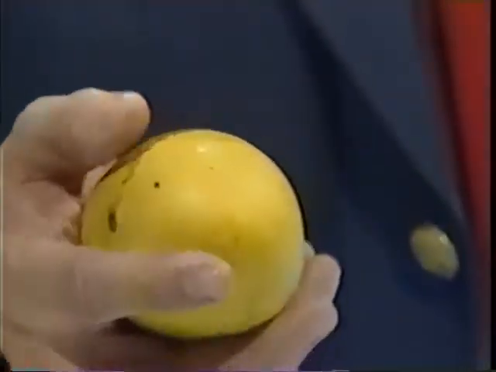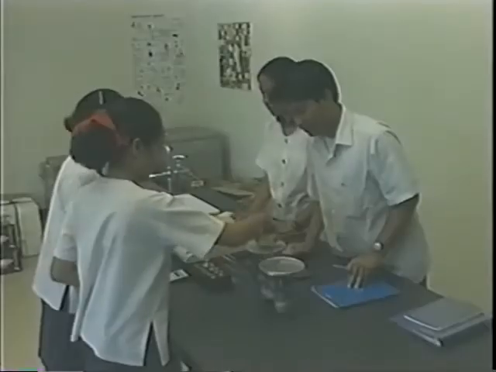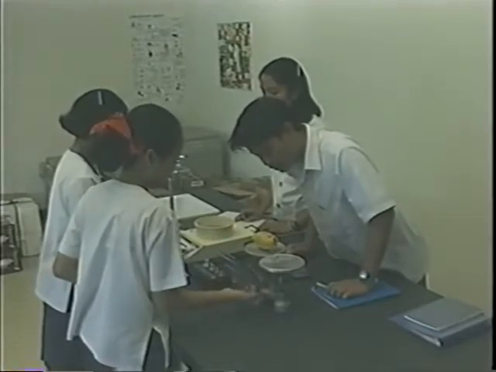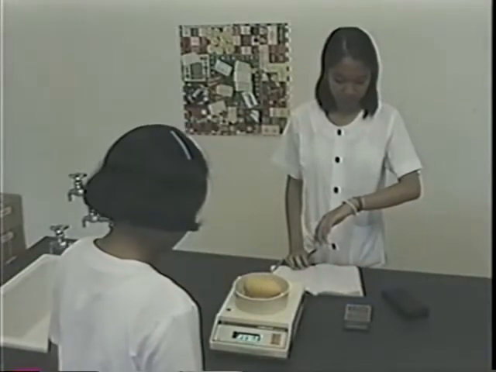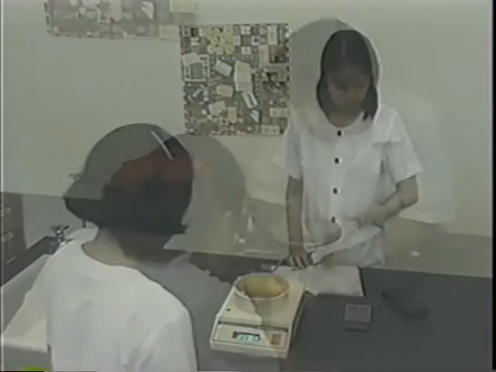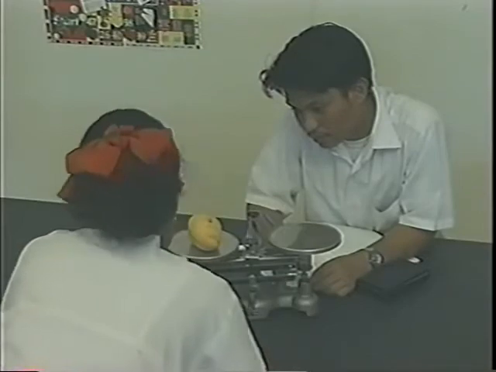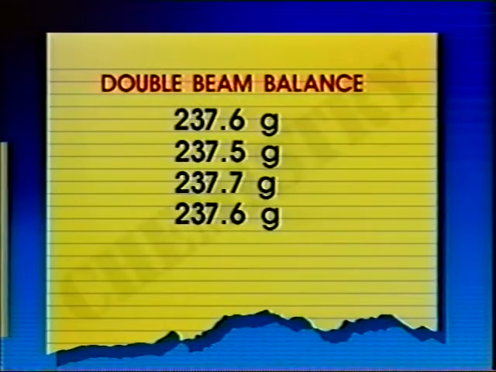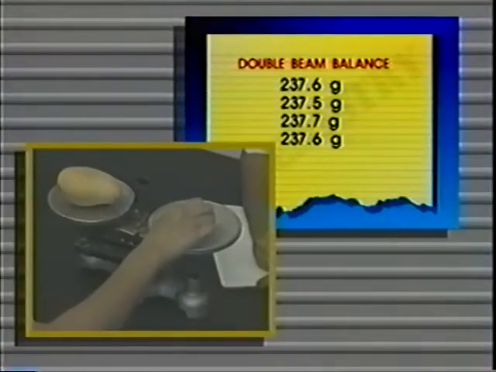Take the mass of this mango. We had two groups of students measure the mass of a mango. One group used the top loading balance. The other used a double beam balance. They made 4 measurements each and came up with this data.